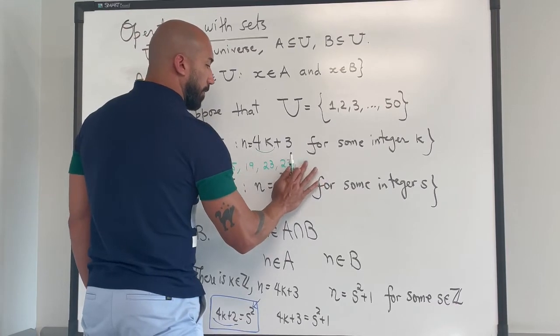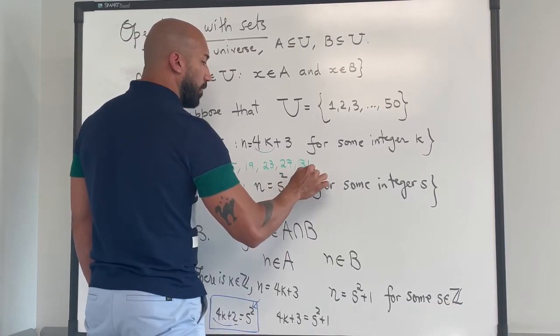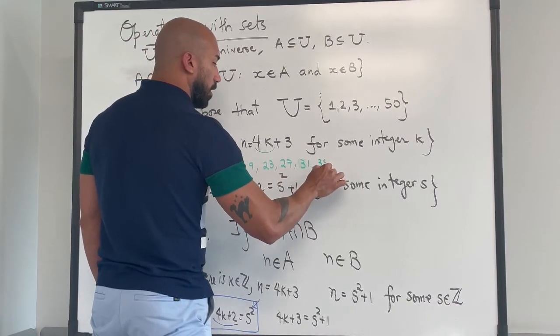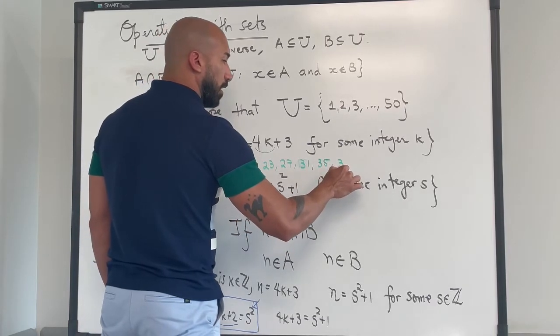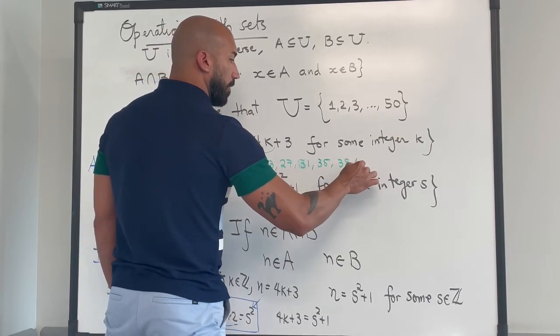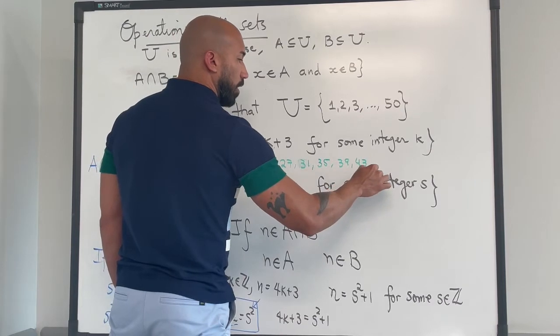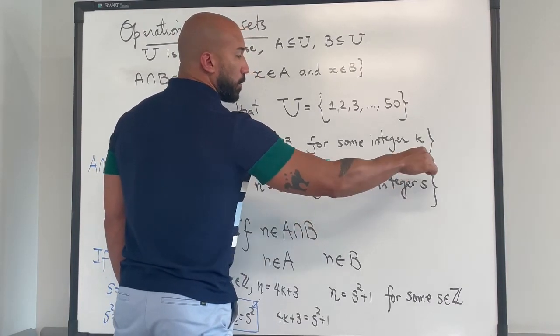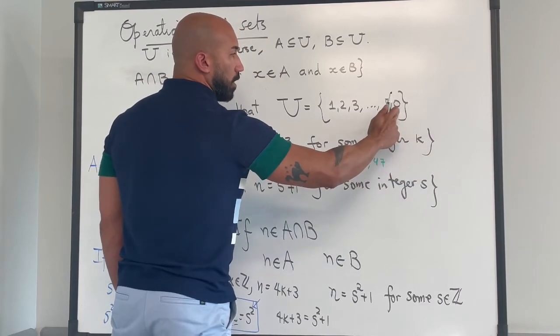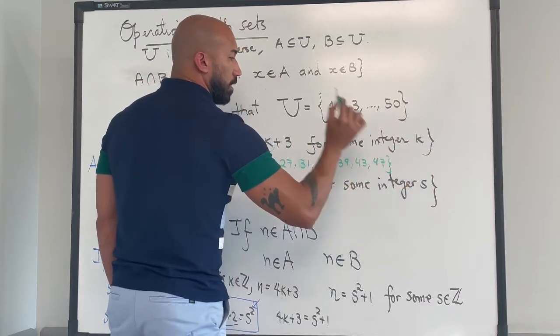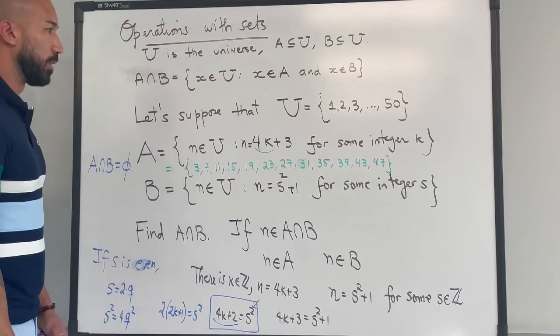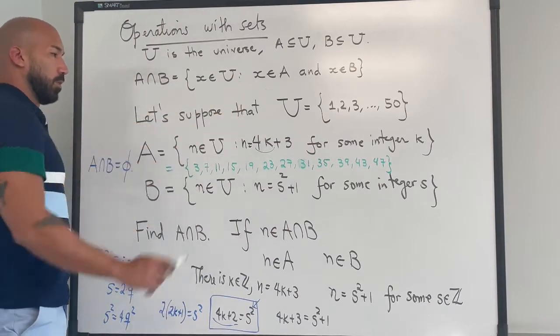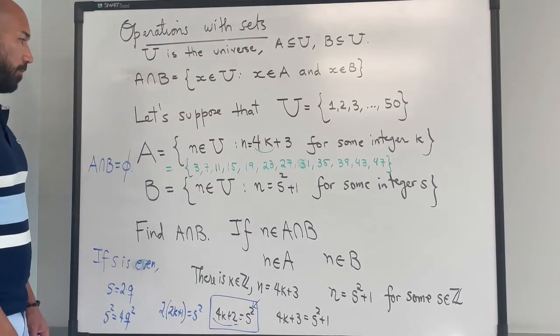Oh, sorry. 31, 35, 39, 43, 47, plus 4 is going to be 51, but the biggest element in the universe is 50, so these are all the elements in it. Okay?